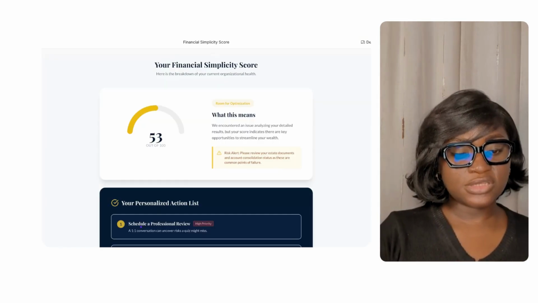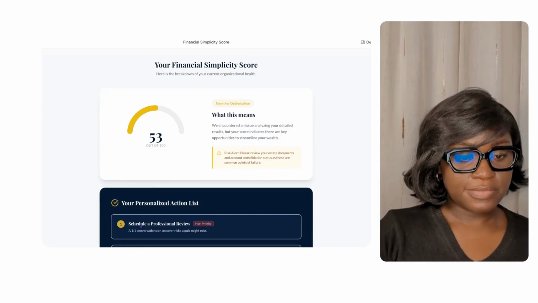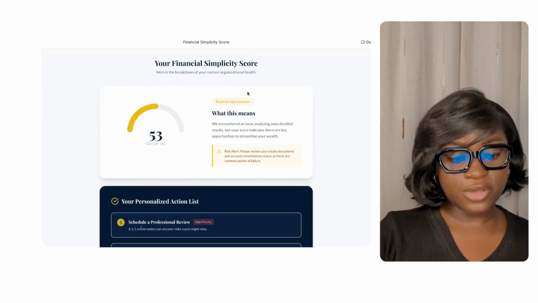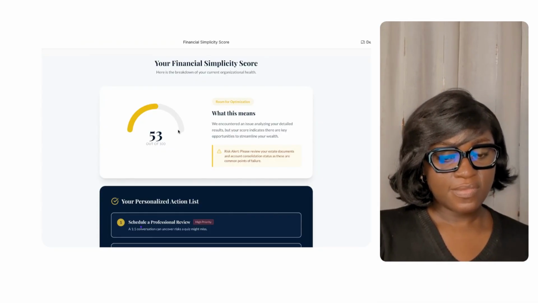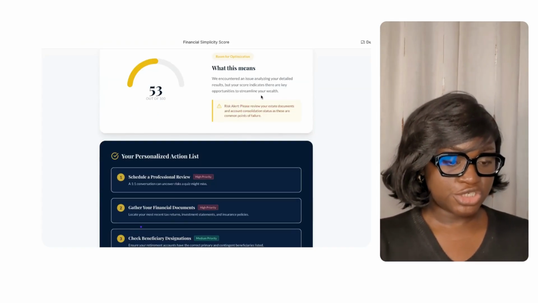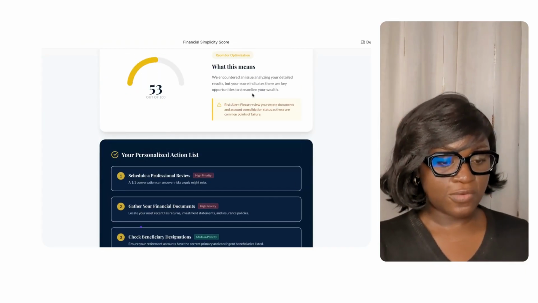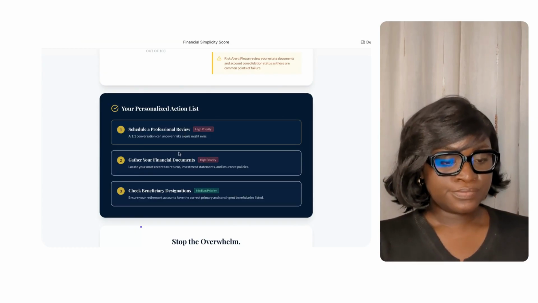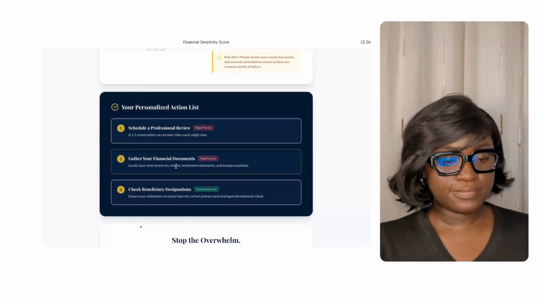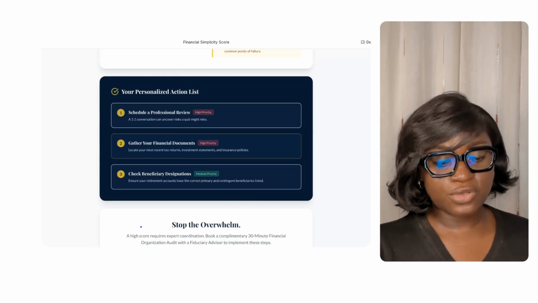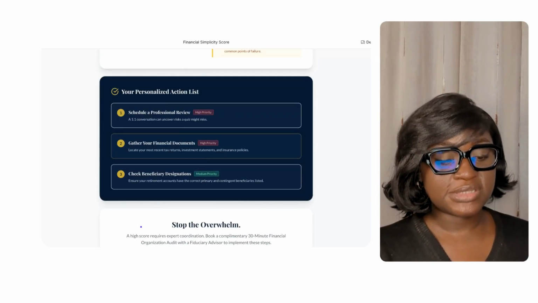This is the analysis we got. It's telling me my financial simplicity score: there's a lot of room for optimization, 53 out of 100. And then it's also giving me a notification here. It's telling me to schedule a professional review, gather my financial documents, and check beneficiary designations.